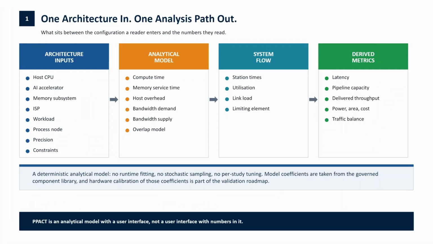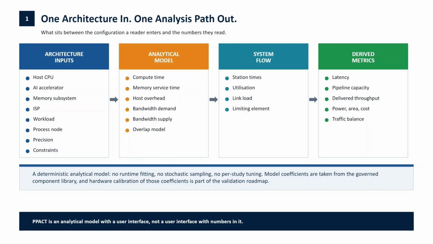This page shows the overall analytical flow of PPACT Studio. The process begins with a system architecture defined by the user. The inputs include the host CPU, AI accelerator, memory subsystem, ISP, workload, process node, precision, and design constraints. These inputs are passed to the analytical model. The model calculates compute time, memory service time, host overhead, bandwidth demand and supply, and the overlap between computation and data movement. The results are then reorganized into a system flow view.